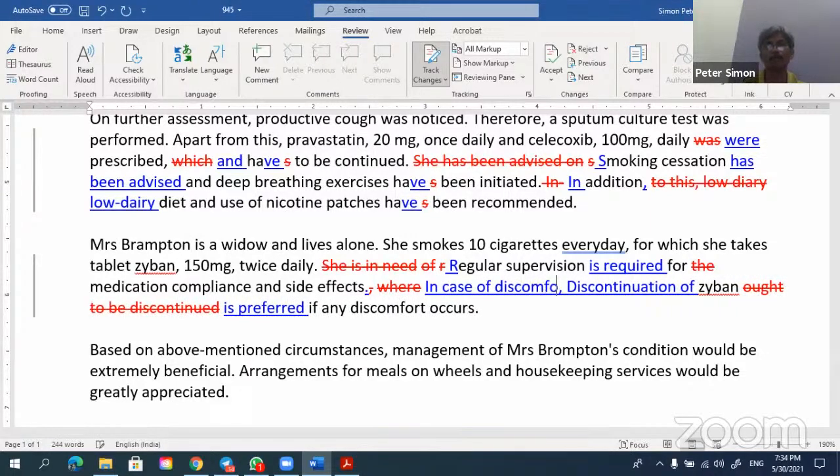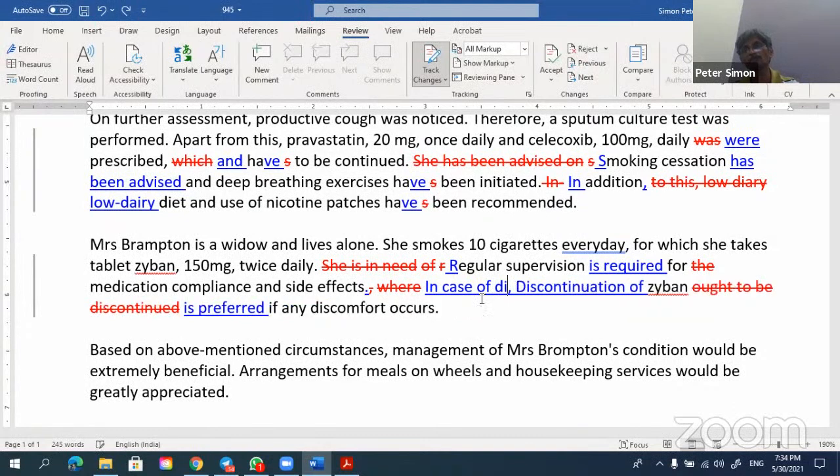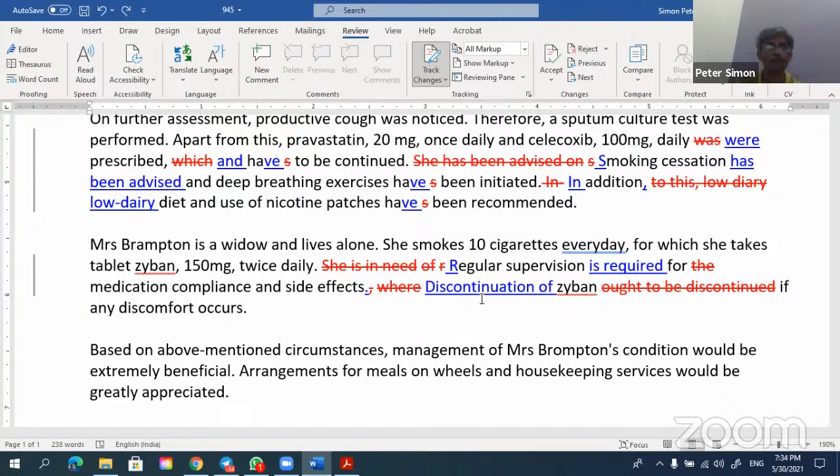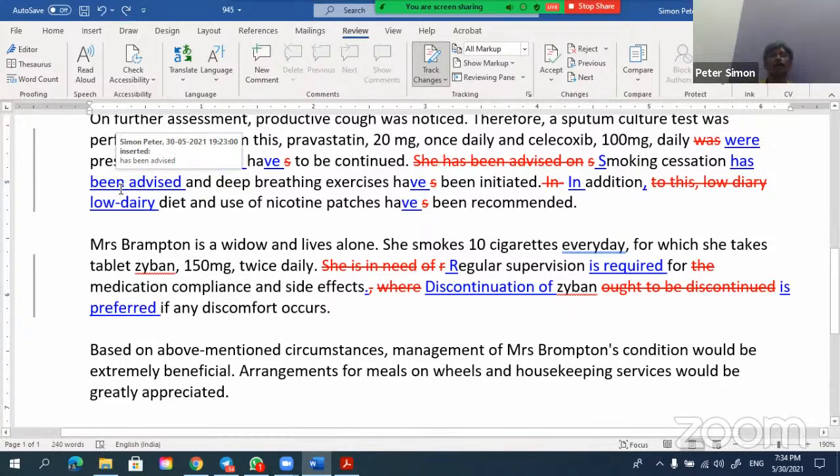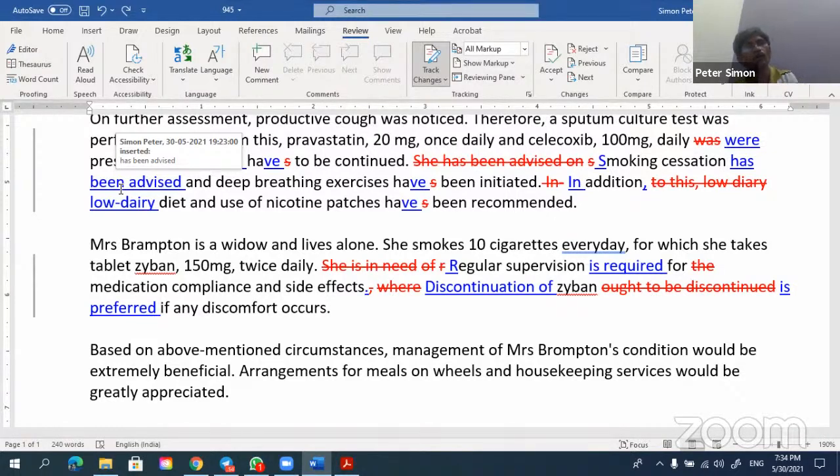That is what your word only I am taking. In case of discomfort, discontinuation of Zyban is preferred. Like that also you can write. Discontinuation of Zyban is preferable in adverse situations. Okay. If necessary. Why only discomfort? Adverse situations you can say. Negative situation, problematic conditions or side effects. Upon noticing any side effects, like that also you can say.